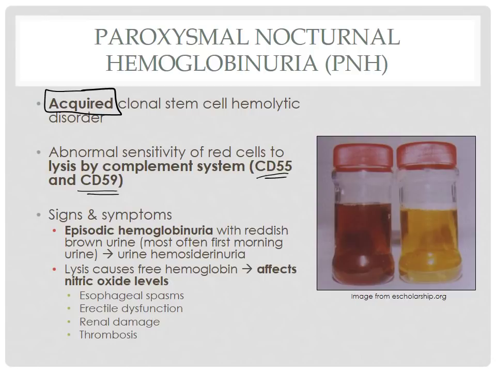The signs and symptoms of PNH include episodic hemoglobinuria, which is this red-brown color to the urine that's most common in the morning, and then also nitric oxide levels that are altered due to the free hemoglobin. And those nitric oxide levels cause the majority of the major symptoms, such as esophageal spasms, erectile dysfunction, renal damage, and the most concerning symptom is the thrombosis, which has the most mortality for these patients, specifically mesenteric or hepatic thrombosis.